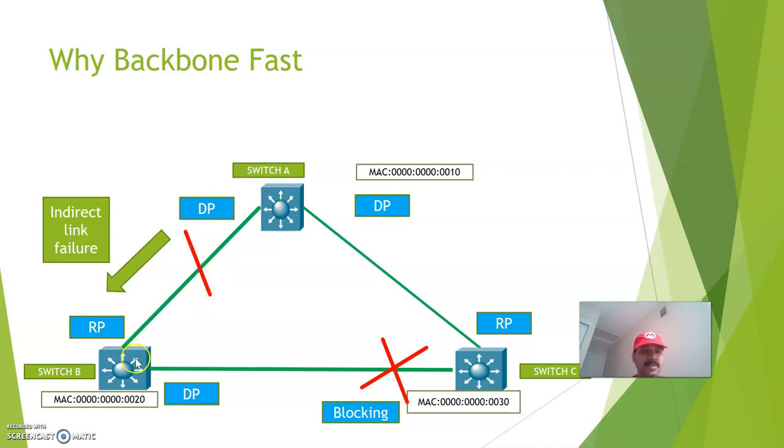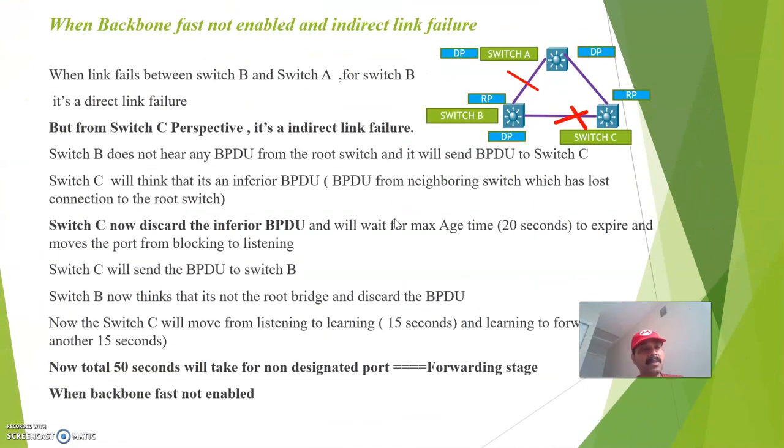If the link fails between switch B and A, from switch B's perspective, this is a direct link failure, right? From switch C's perspective, this is an indirect link failure, because it is not directly connected, right? So backbone fast is used to recover from an indirect link failure. So now let us go to the scenario.